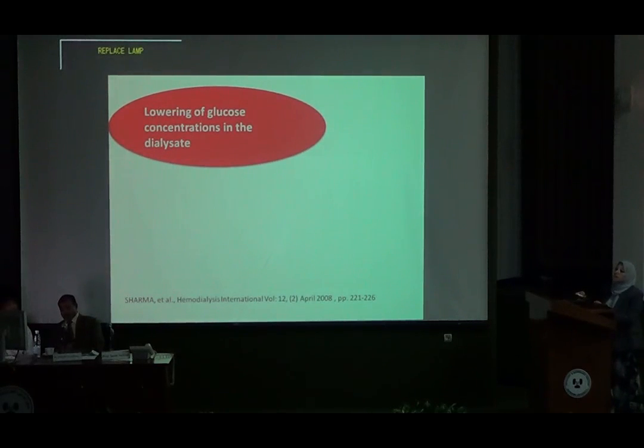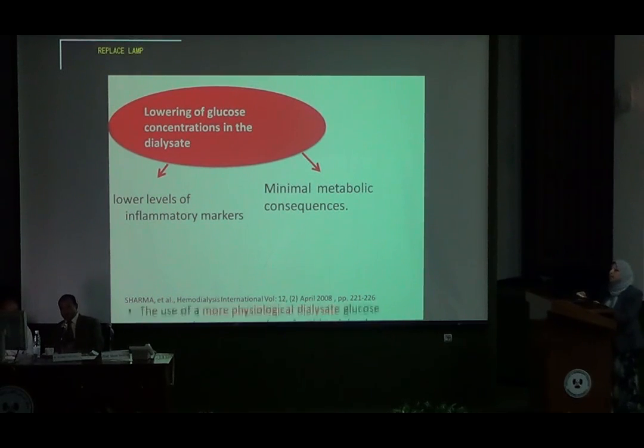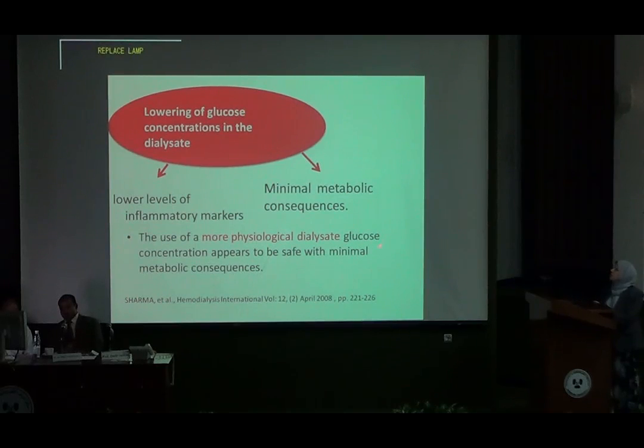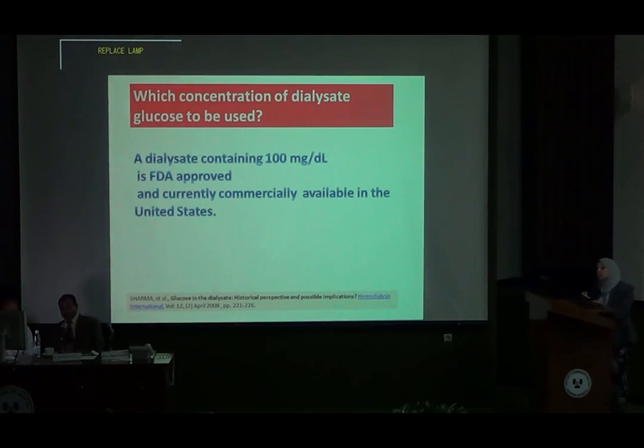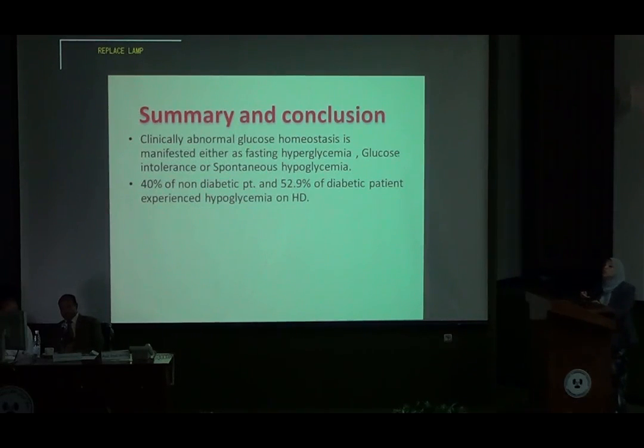So, lowering glucose concentration in dialysate will lead to a lower level of inflammatory markers, which is not proven, but I've seen minimal metabolic effect, hyperglycemia, hyperinsulinemia. So, the use of a more physiological dialysate glucose concentration appears to be safe with minimal metabolic consequence. FDA approved 100 mg per dL glucose dialysate recently, and I see it is currently present in USA and also in Asia. To summarize, clinically abnormal glucose homeostasis is manifested either by fasting hyperglycemia, glucose intolerance, or spontaneous hyperglycemia.